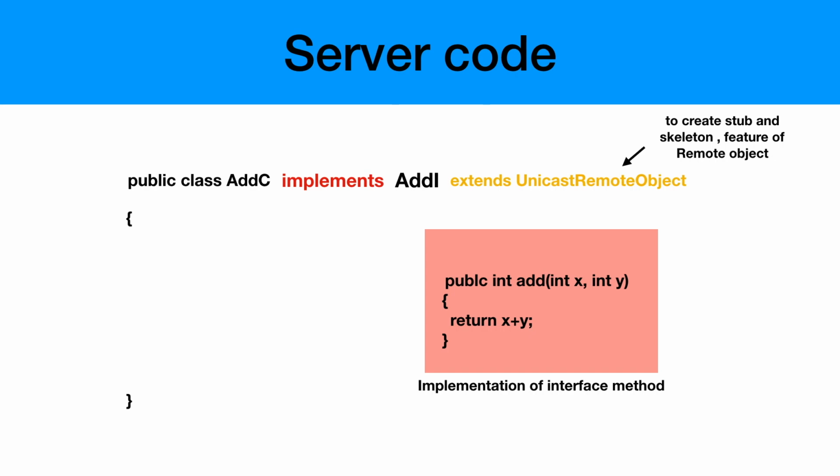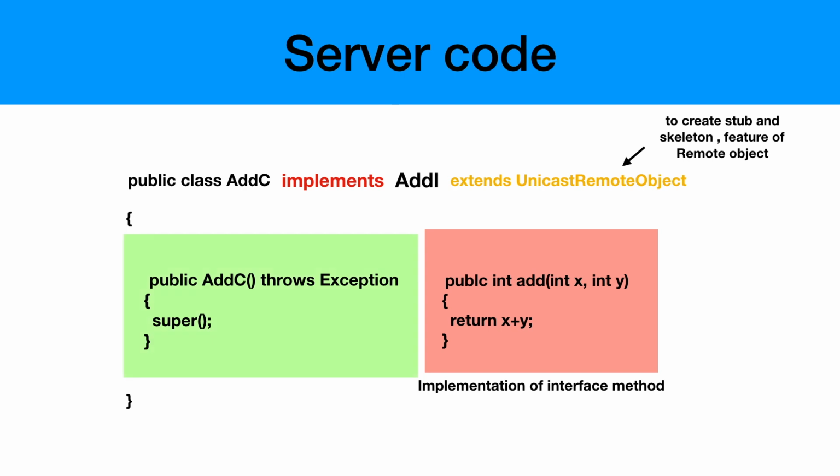For throwing the RemoteException if encountered, we create a constructor of the class which throws Exception. To throw the exception, we need constructor methods from the UnicastRemoteObject constructor. We inherit the methods of the UnicastRemoteObject constructor by using the super keyword inside the constructor of the server class.